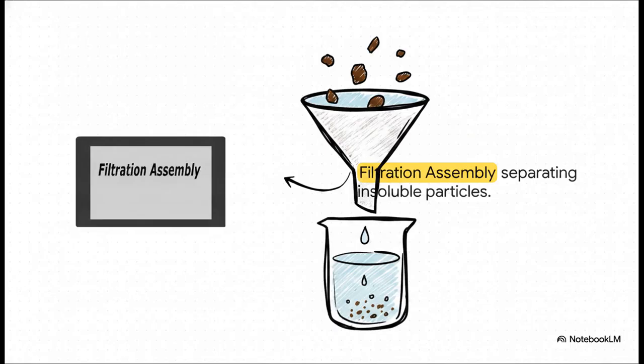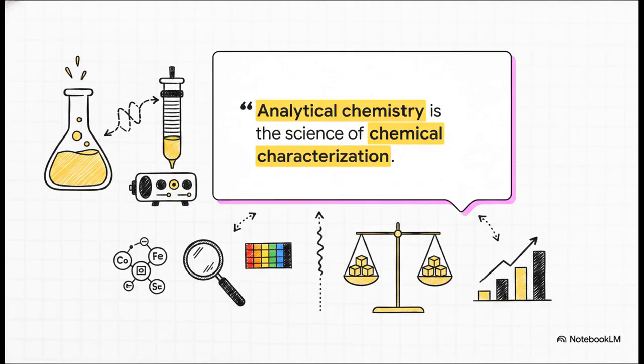When you actually build this physical assembly on a lab bench, you'll see the funnel, the filter paper snugly inside it, and the beaker right below. This exact setup is your go-to primary tool for separating insoluble solid particles out of a liquid. Ultimately, these physical lab techniques serve a much greater purpose in analytical chemistry.